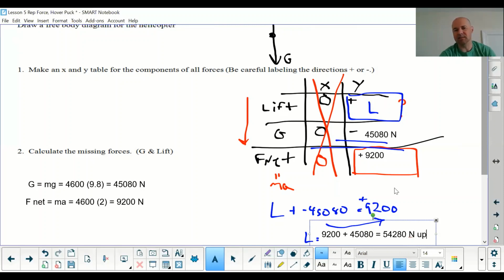So sometimes people will try to subtract those two and they'll get an answer of somewhere around 44,000 or 43,000 newtons. That wouldn't make sense. Like 44,000 minus 4,500 wouldn't get you 9,200 and 9,200. So make sure your answer makes sense at the end and that you're doing it correctly.